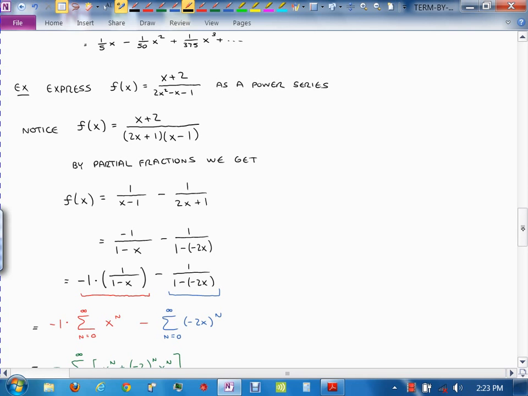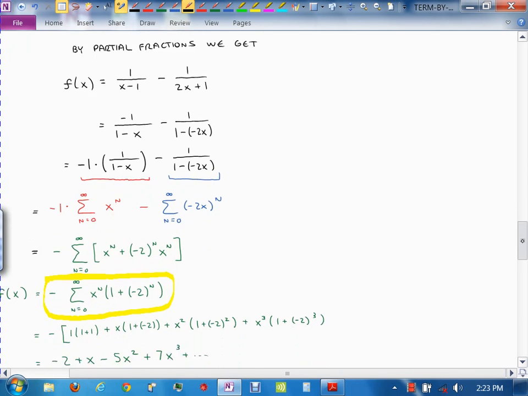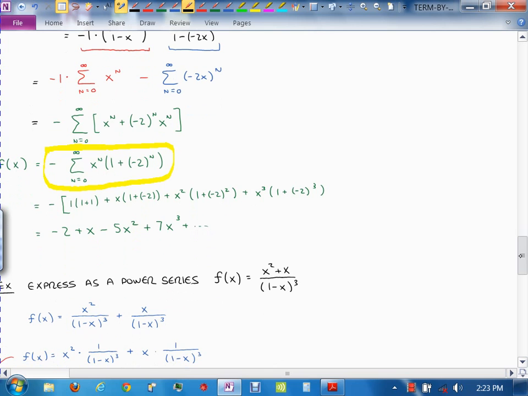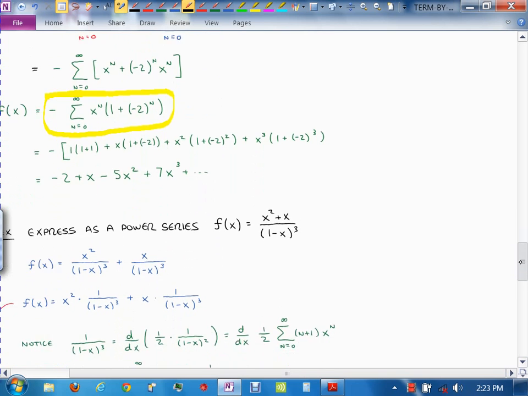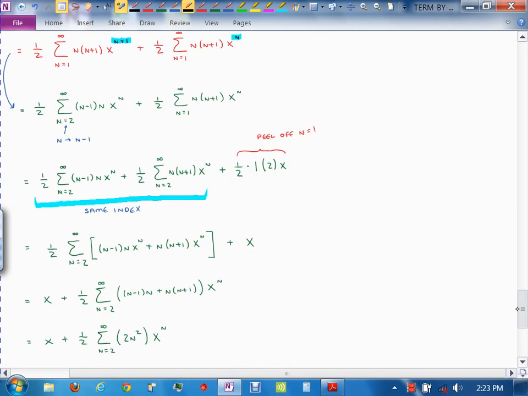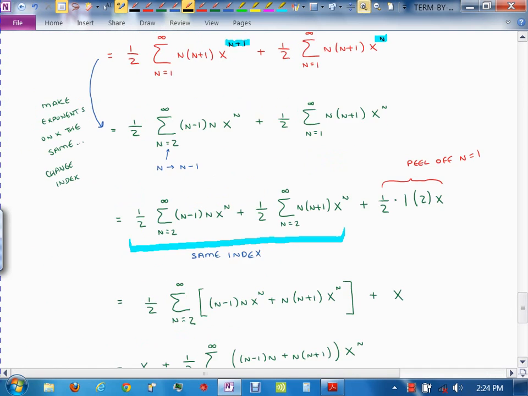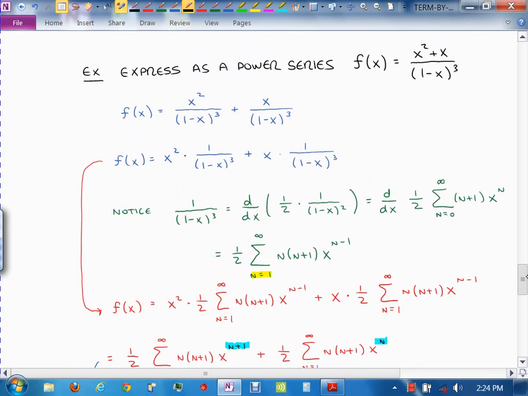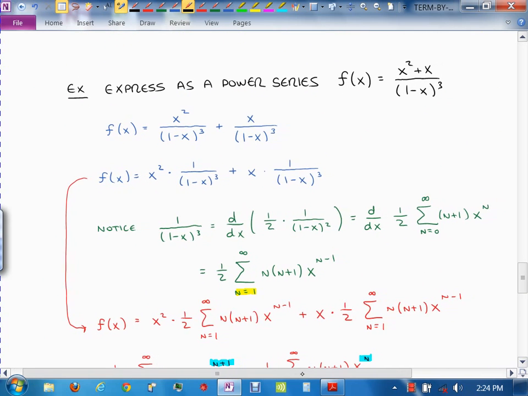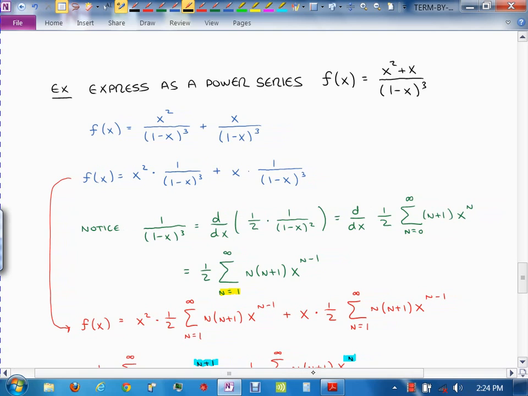All right, let me get to this last example. I wonder if I can try and walk you through this one. Can I try and walk you through this one just for time's sake? Or do you think I'm being too ambitious? Tell me what you think. Walk you through it? Okay, then let's make sure we really understand it. Express this as a power series, okay?